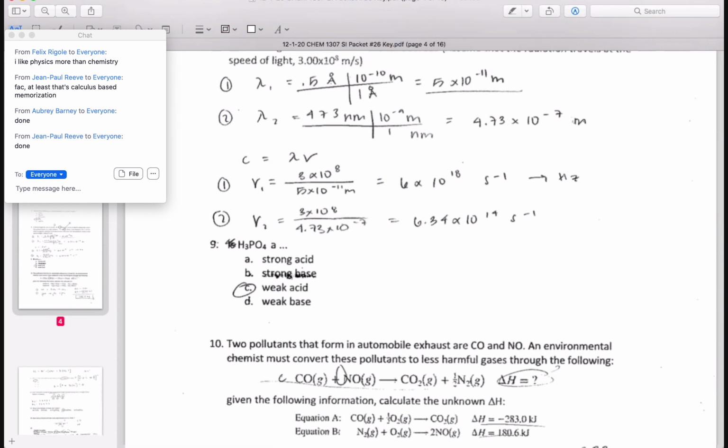Do you have any questions on those? That's really just another good way of them testing your knowledge on electronegativity.